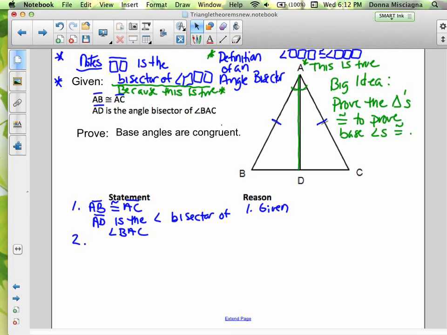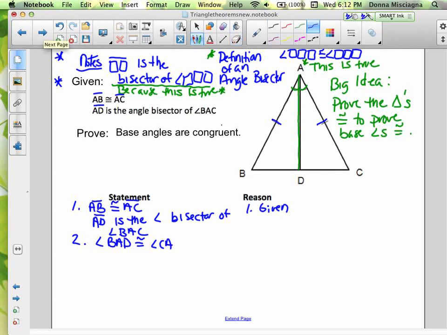So because we've said that AD is the angle bisector of angle BAC, we can say that angle BAD is congruent to angle CAD. Oops. I have no idea why my hand wrote an S. I was thinking CAD.